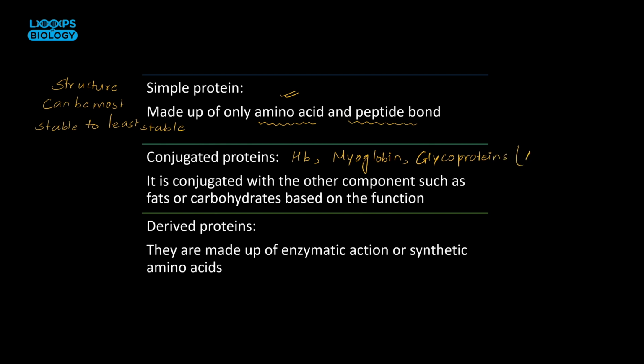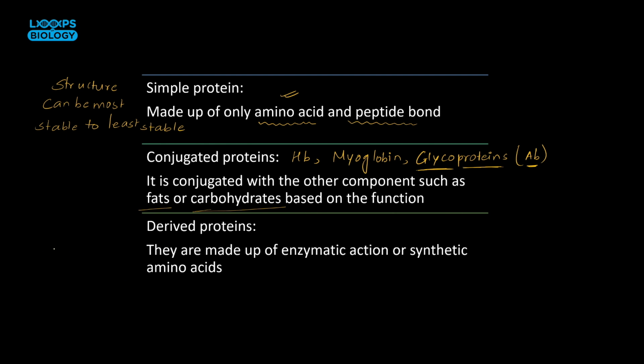Alright, so antibodies and all also belong to this particular category. Conjugated proteins are basically formed whenever other components such as fats or carbohydrates are attached to a protein to form a conjugated structure. Whenever I'm talking about glycoprotein, the glyco means carbohydrates are in less quantity and the proteins are in large quantity. So the major component is protein and the minor component is carbohydrate. That is called a conjugated protein.